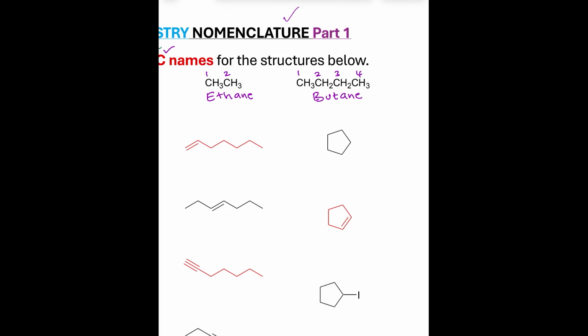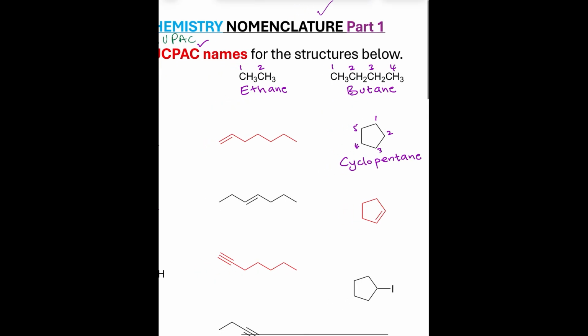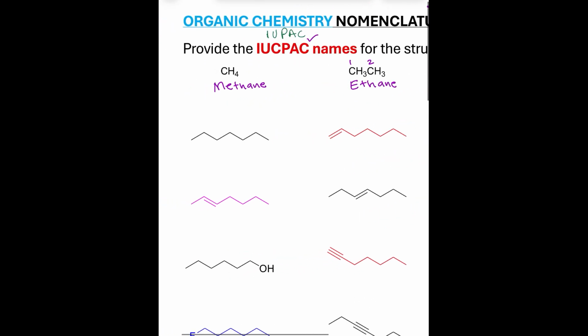This is a cyclic system, it has 1, 2, 3, 4, and 5 carbons, and therefore you start with cyclo, and because it has 5 carbons, pentane. So cyclopentane. Now let's look at the other alkane. This has 1, 2, 3, 4, 5, 6, and 7 carbons, and therefore the name will be heptane.